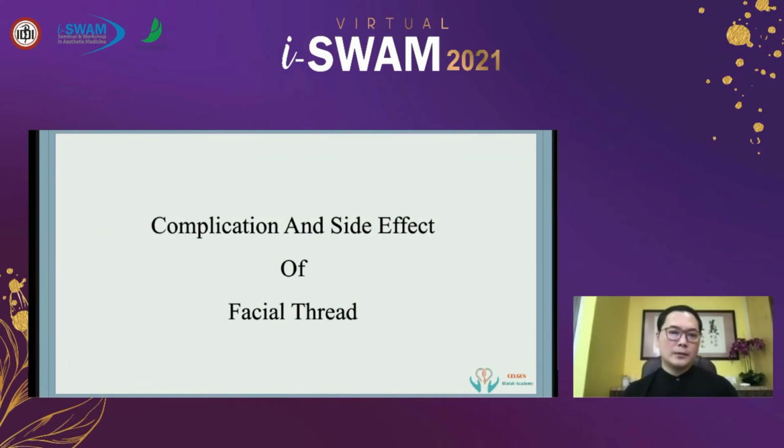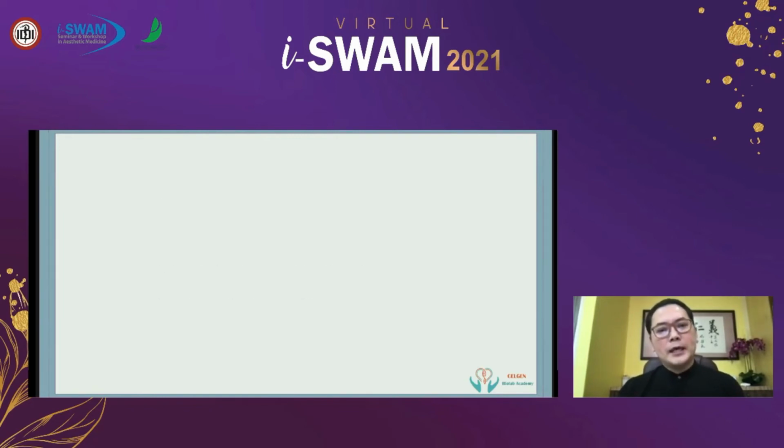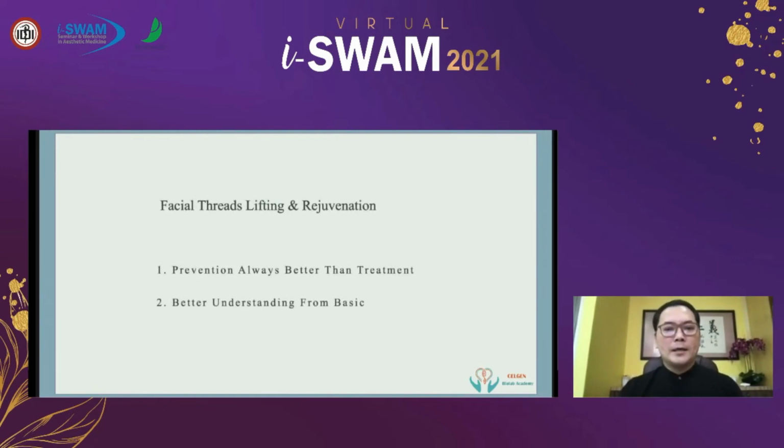Now we talk about complication and the side effect of the facial thread. I would say this is very important. We do create the complication or create the problem and then to treat. The better is to prevent the complication, means you better avoid the complication by knowing from the basics. So we try to avoid creating the problem and then treating the problem.